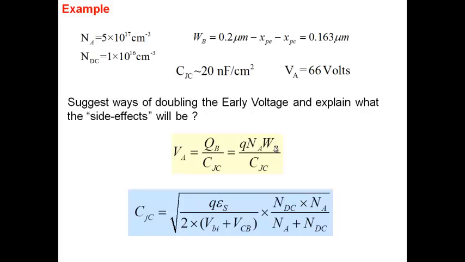So that is fine. I mean, you're aiming for double and you simply double Na, you know that you're going to get more than that. All right, so that's fine. But then that's easy, right? I've increased the early voltage. What is the side effect?